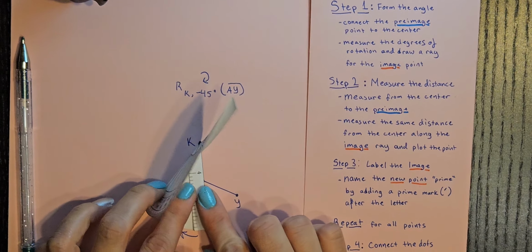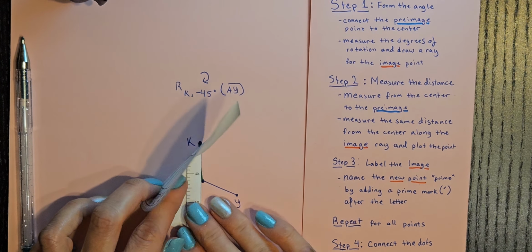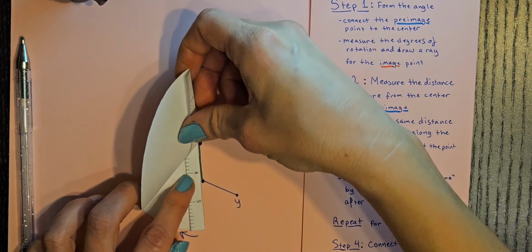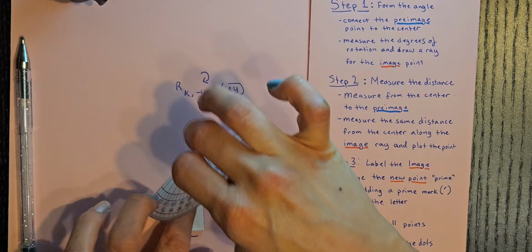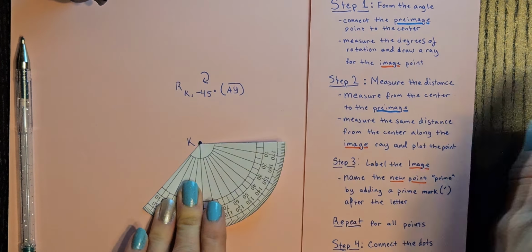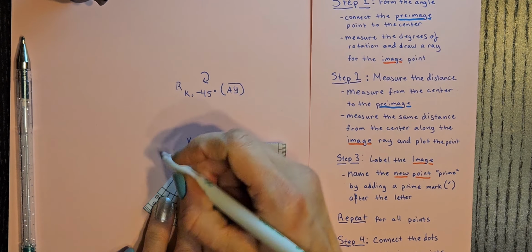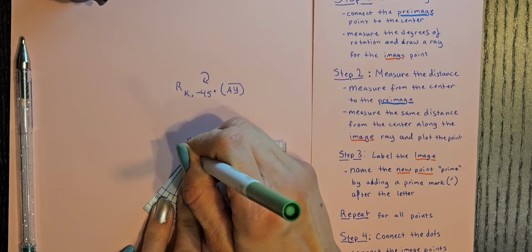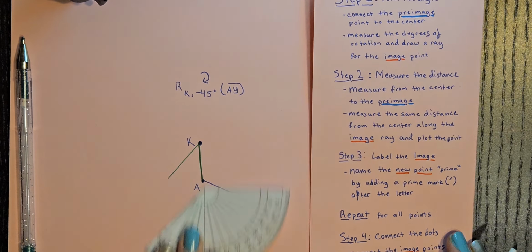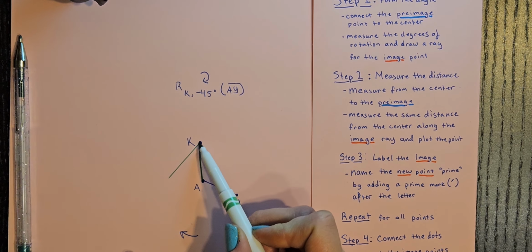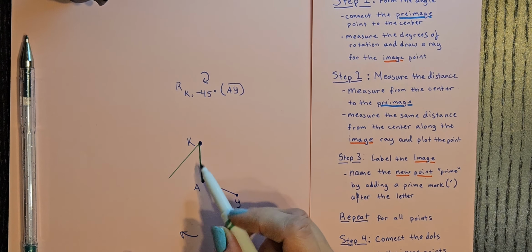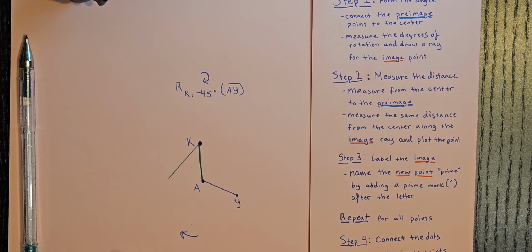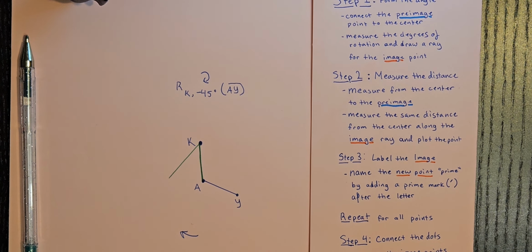We're going to line up one side along segment AK, and then we're going to trace the other side to make that ray for the image. So we have a ray coming out of the center of rotation, and we have a 45-degree angle. That's going to be A, K, A prime after we find point A prime.